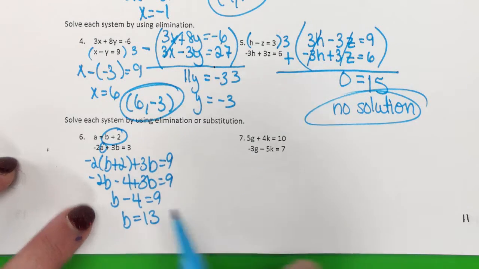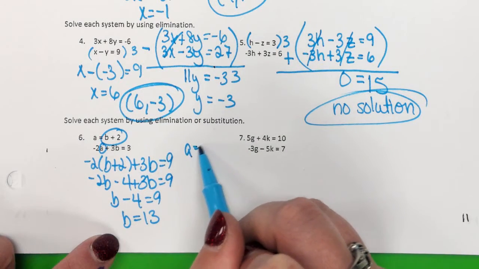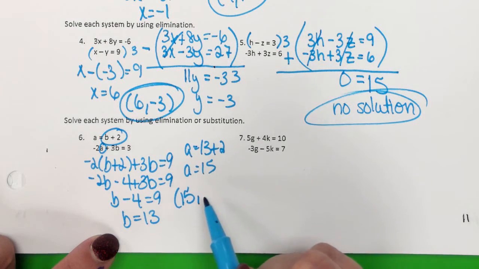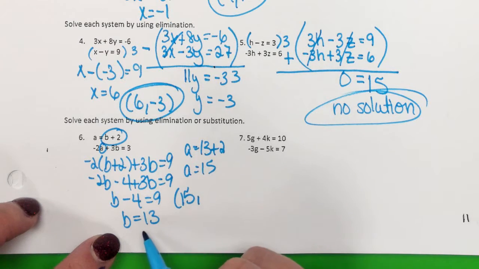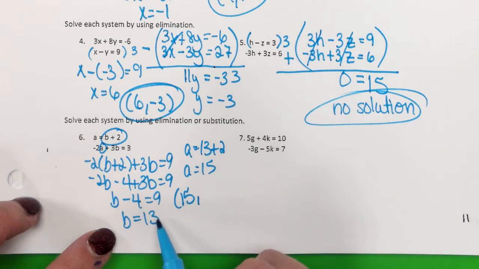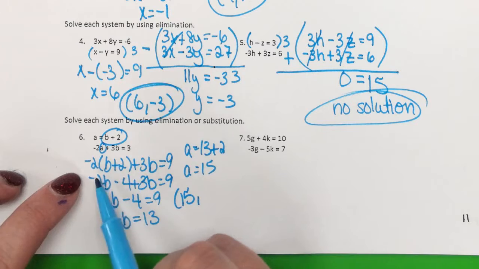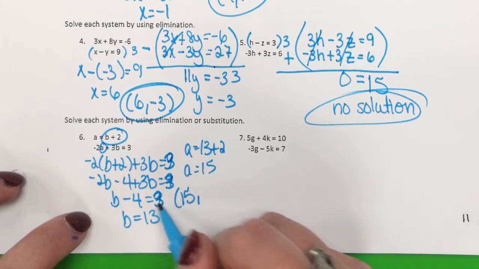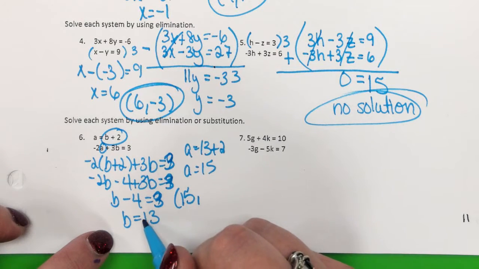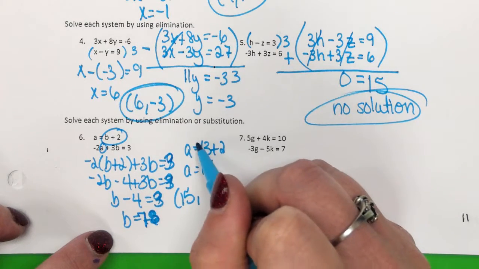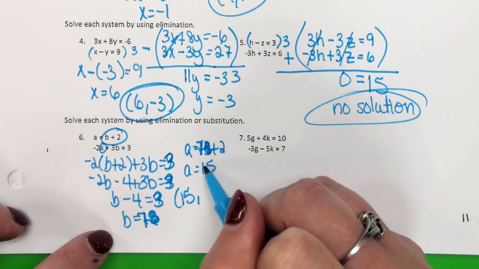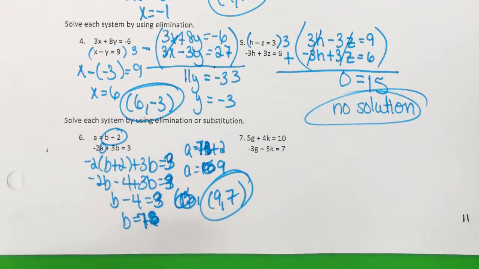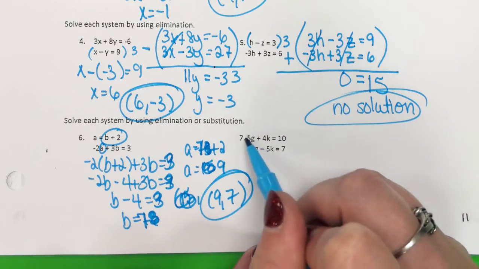All right, y'all get B equals 13? And then A equals 15? Wait, is that right? Yes. No, I got 9. Wait, hold on. Yeah. O equals 3, not 9. There we go. That's a 7. There we go. Did I get 9 and 7? Okay. All right, then this one. Good.